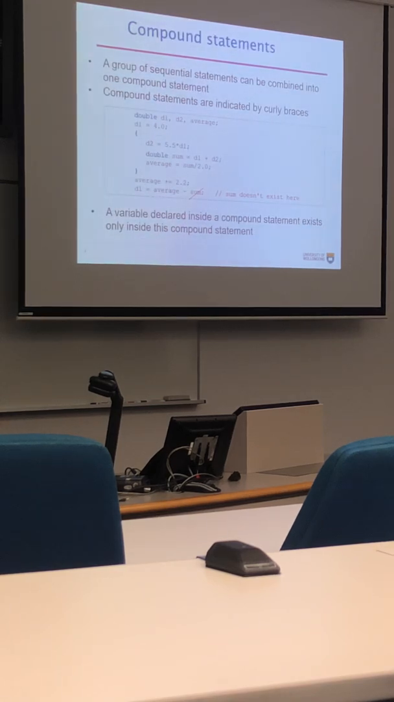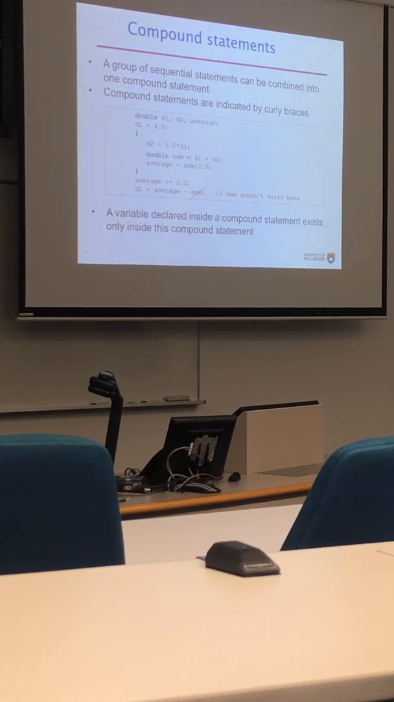Compound statement. A group of sequential statements can be combined into one compound statement. Compound statements are indicated by curly braces. Let's say, for example, suppose this set of statements is a compound statement. In this compound statement, I can have a statement, I can have a declaration, I can also have an assignment statement. So you can see that a variable defined inside the compound statement, sum, exists only there. The moment you exit from the compound statement, the variable sum no longer exists. If you attempt to access sum, the Java compiler makes noise.